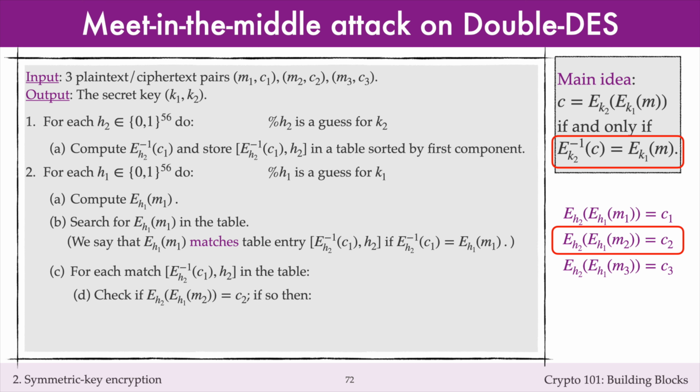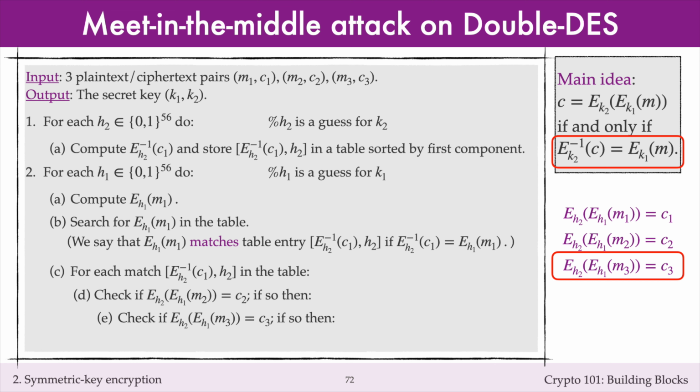And so for this match, we'll check whether H1, H2 also encrypts M2 to C2. If it does, we'll check whether H1, H2 encrypts M3 to C3. And if it does, we'll output H1, H2 as our guess for the double-DES secret key.